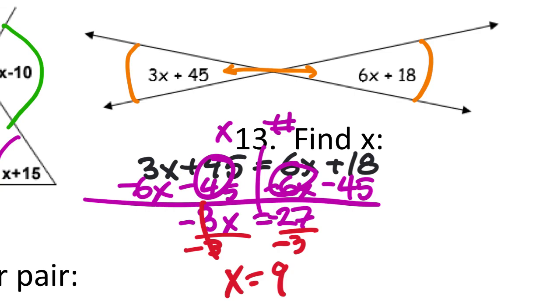But we can check, right? Say 3 times 9, that's 27, plus 45, 72 there. And then 6 times 9, the x value, 6 times 9 is 54, plus 18 is also 72. So it checks off that x equals 9 is the actual solution to this problem.